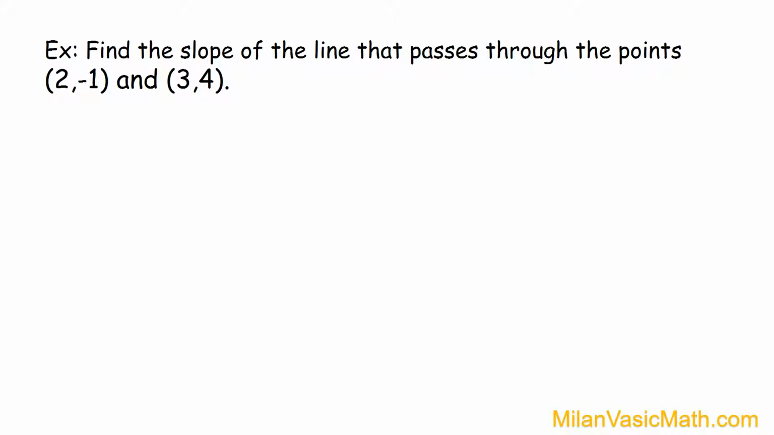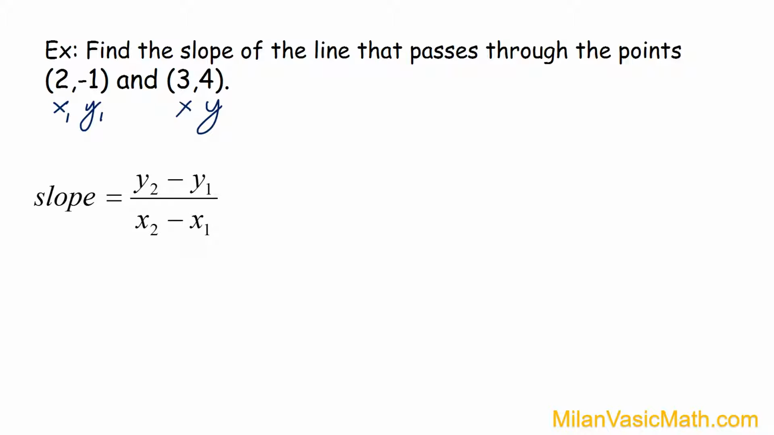Find the slope of the line that passes through the points (2, -1) and (3, 4). This time we're going to use the slope formula. First, it helps a lot if you label the points. Normally this would be x and y, x and y, but we have to give them last names too. So x1, y1, x2, y2. When you use the slope formula, if you want to be really careful, this is the general setup of the slope formula.